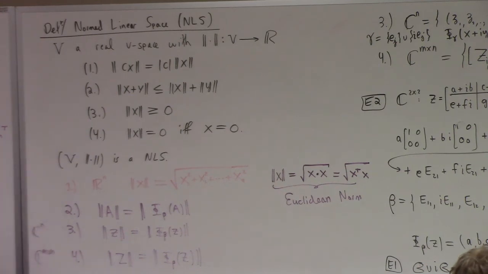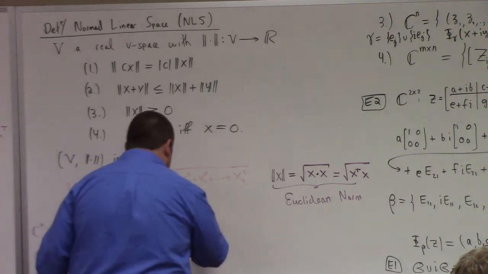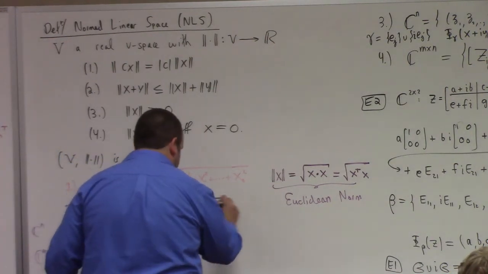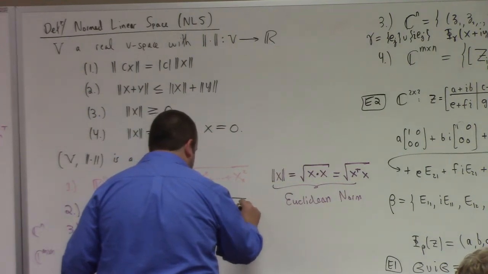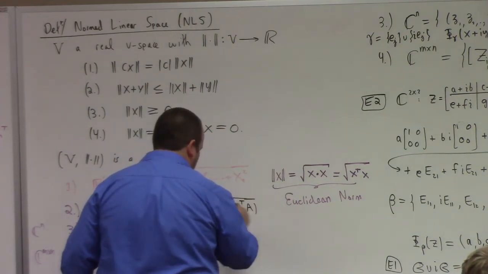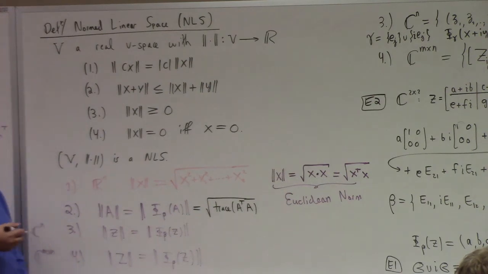What's really, really cool and not at all obvious is that this is equal to the square root of the trace of A transpose A. Or A A transpose, it doesn't matter, it's cyclic, you could write it either way.